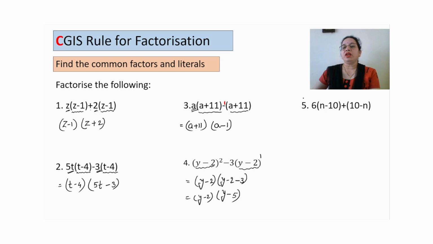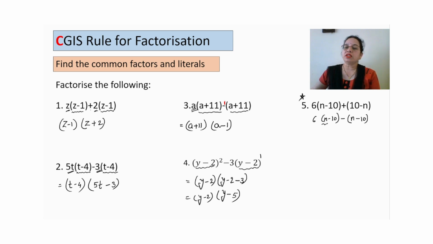Now again, very important concept here. n minus 10 or 10 minus n. Numbers are same but the signs are different. So what can we do? Write down this n minus 10 as it is, and here take minus sign common. We know the concept: if outside the bracket minus sign is there, then inside the bracket we change the sign. So that concept I have used here. I have taken minus sign over here, and inside the bracket I have changed the sign.